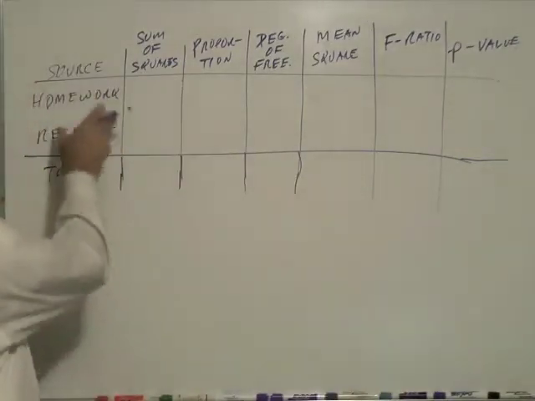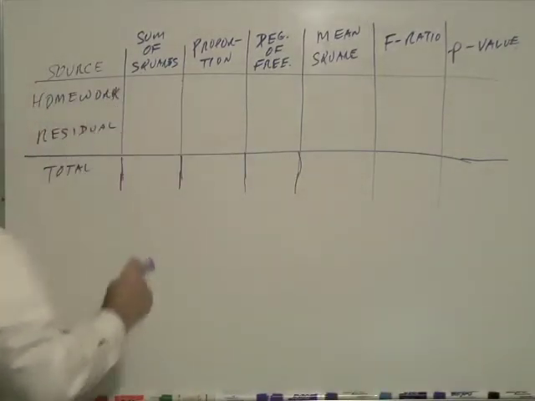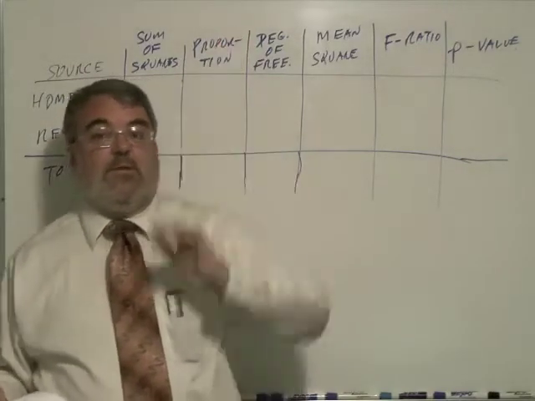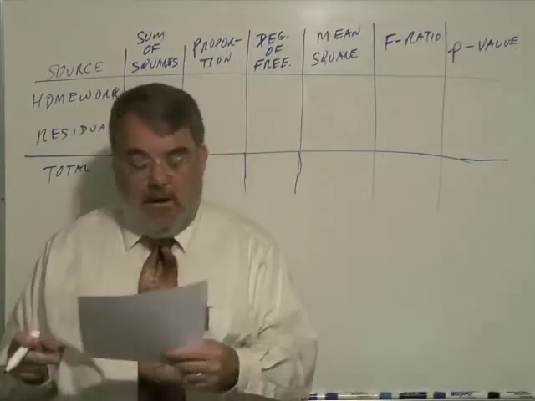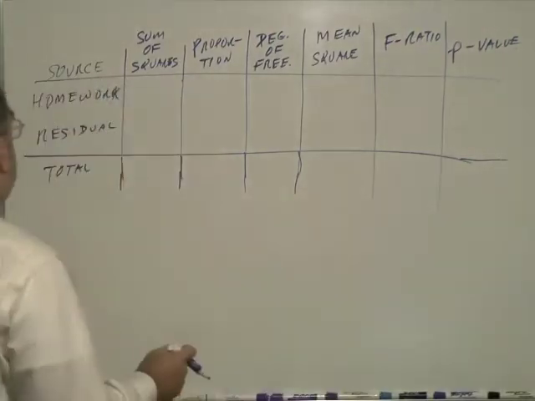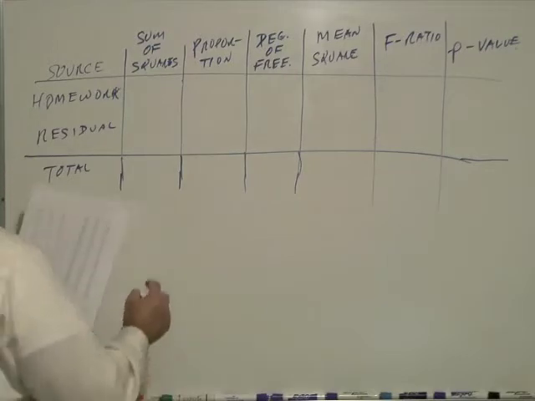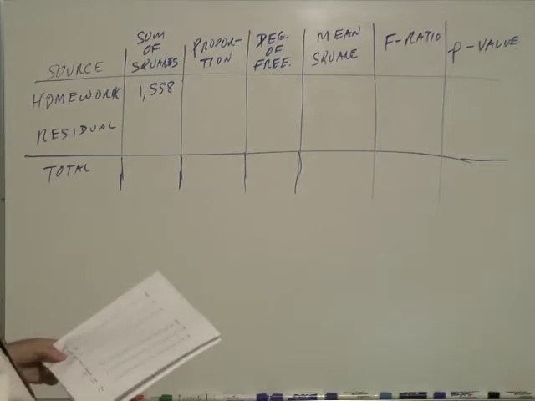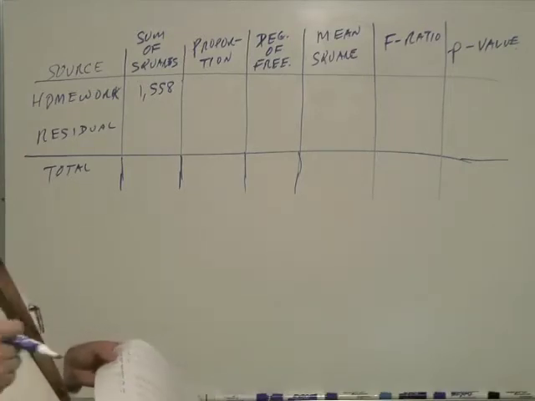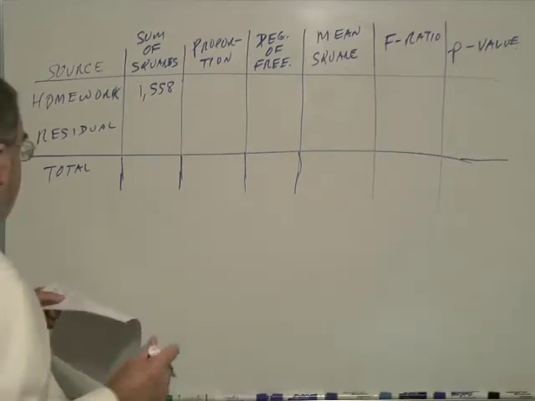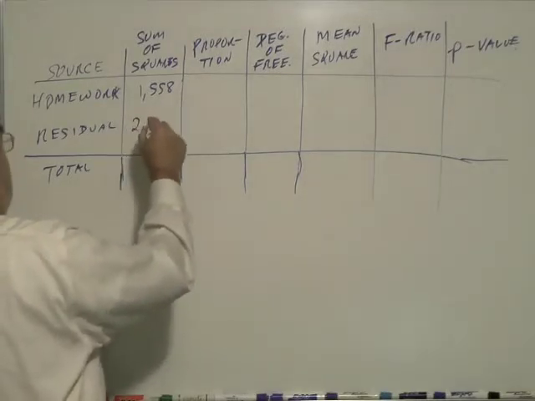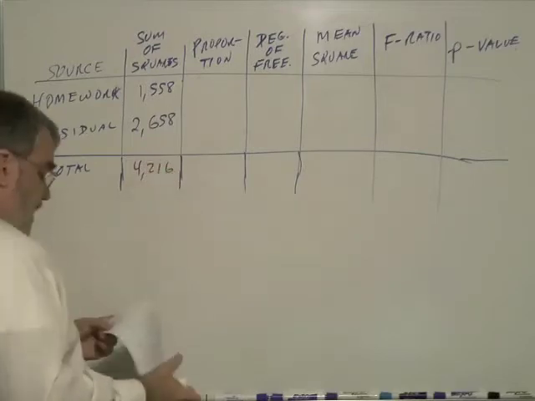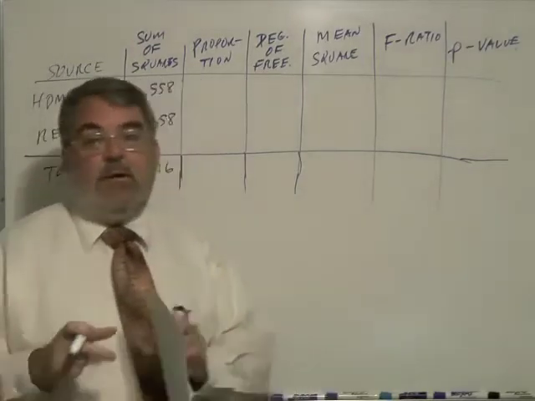So the source are the homework grades, which is the independent variable, and based upon homework, what can you expect as a test grade? That's the idea of this analysis. So the sum of squares added up to 1,558 for the homework, the regression sum of squares. The residual sum of squares was 2,658, and the total is 4,216.